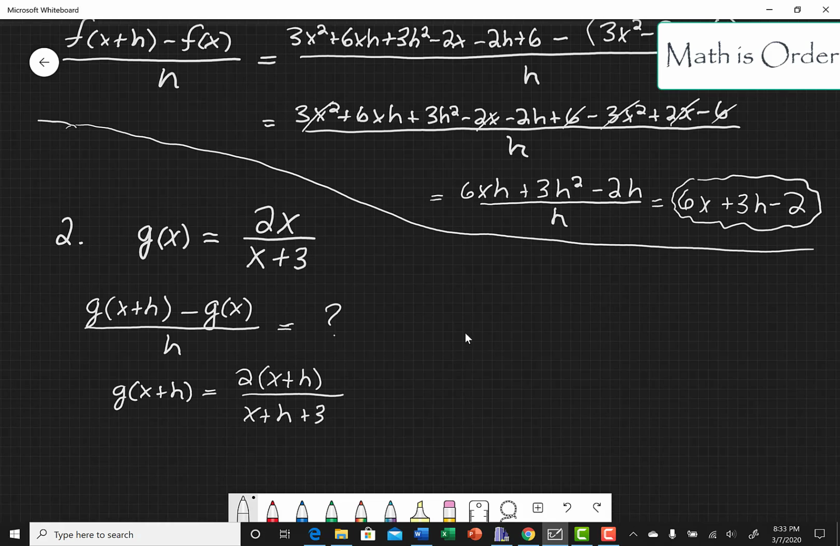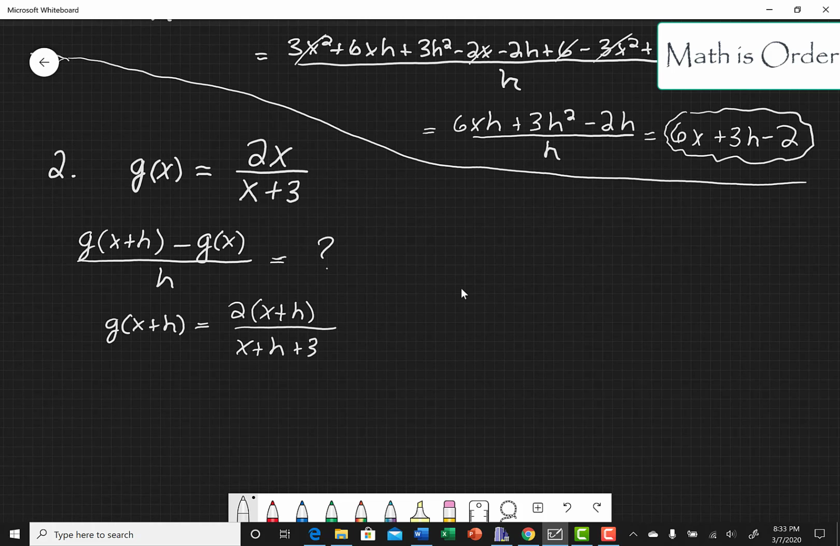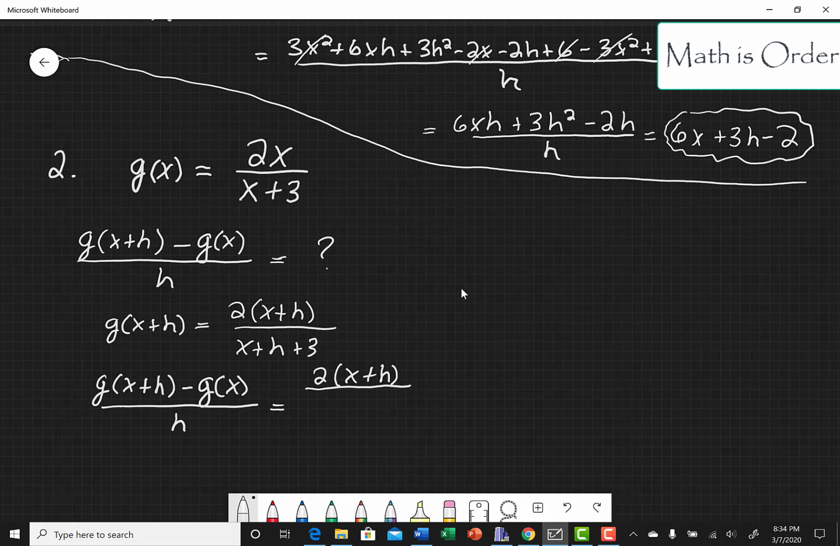All right, and let's see what we're going to have. We got g of x plus h minus g of x over h. This is going to make us have 2 times x plus h over x plus h plus 3 minus g of x, which is 2x over x plus 3, all of this over h.